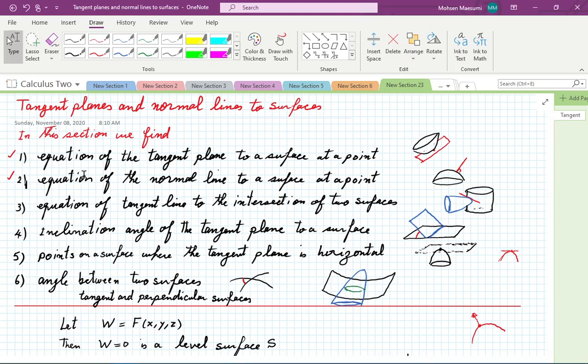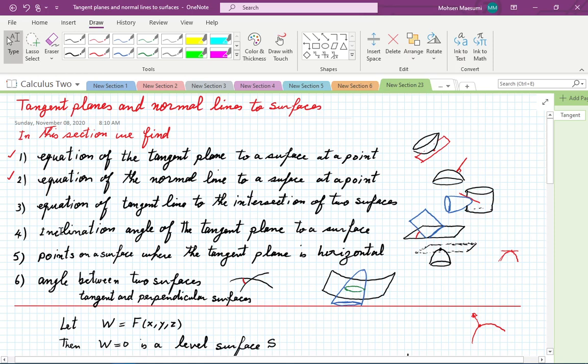Problem 3 is equation of tangent line to the intersection of two surfaces. So we have two surfaces in space, they cut each other on a curve. We want to analyze that curve. Many questions can be raised about that intersection. For example, what does it look like? What is the tangent line to it, and so on.